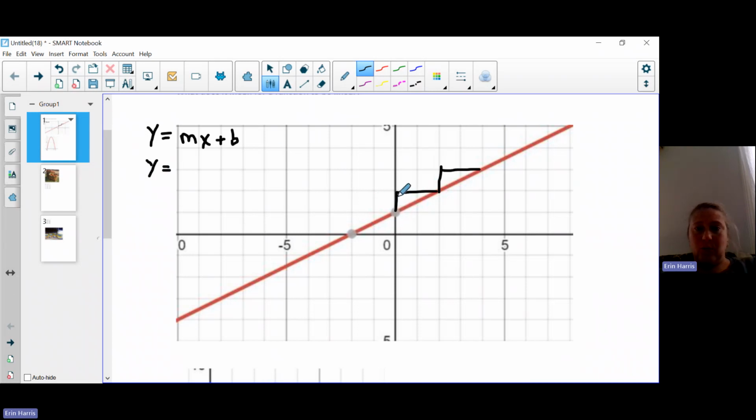But y goes up 1 unit for every 2 units that x changes. So our slope is a half, and our y-intercept occurs right here at the point (0, 1). So the y-intercept is 1.